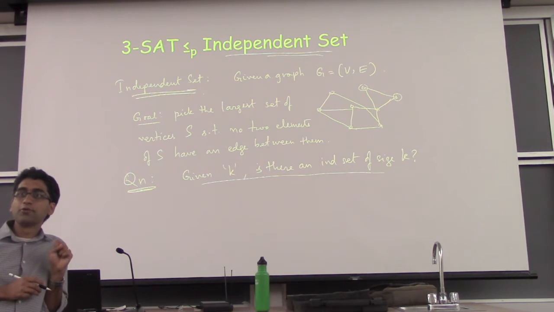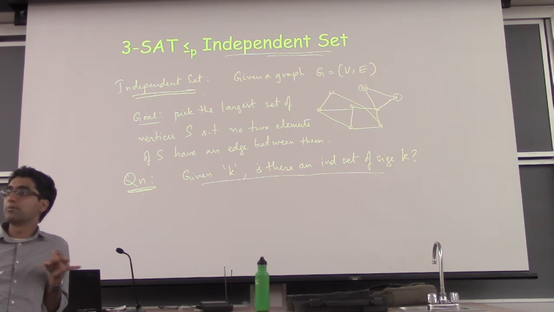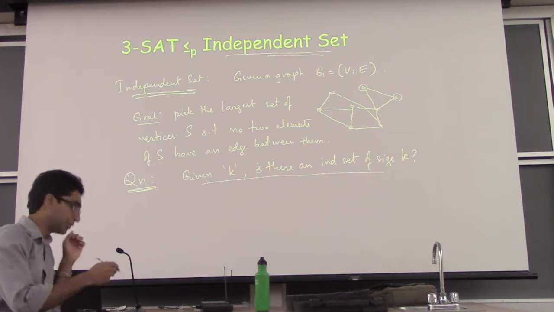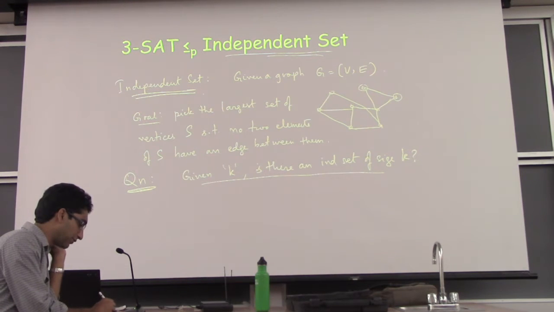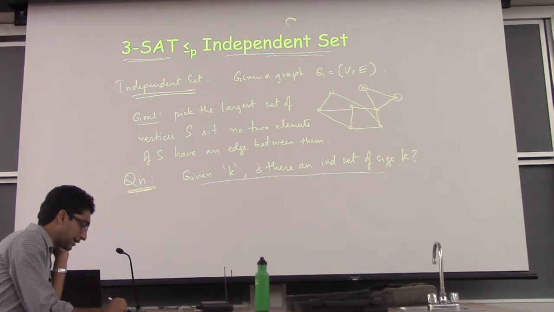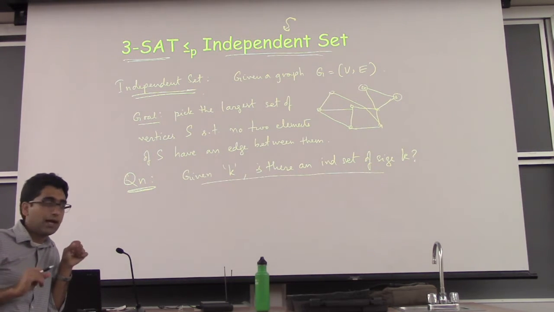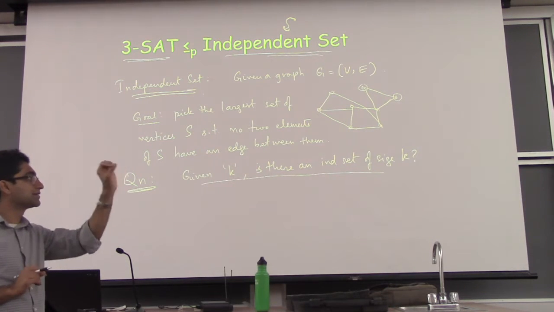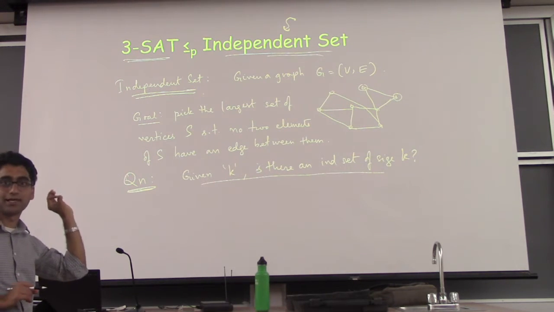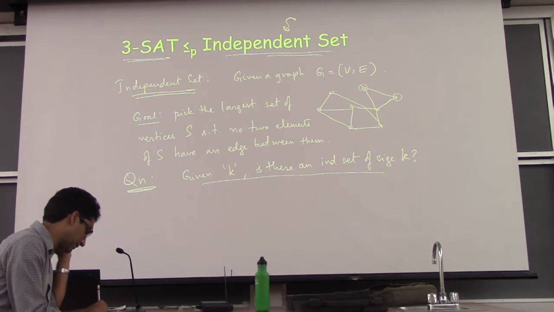So what is the goal here? How do we prove that 3SAT reduces to independent set? To prove any reduction, you start with some instance of the first problem, and you construct an instance of the second problem, which is not too much bigger. And this should be a yes instance if and only if the original instance was a yes instance. So that's what we have to prove.